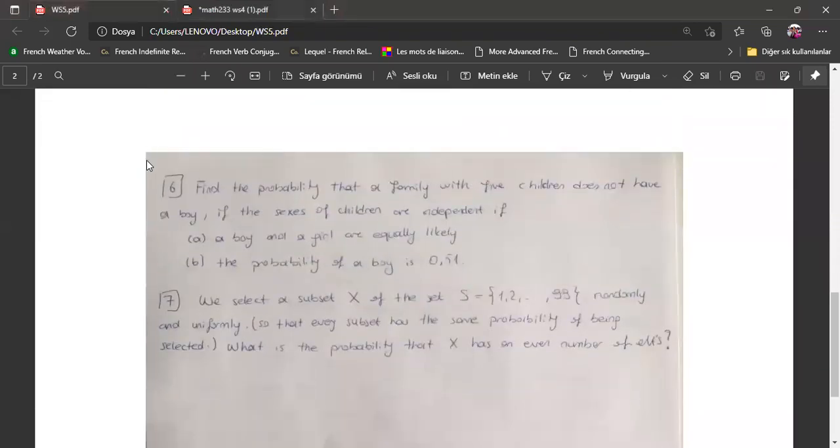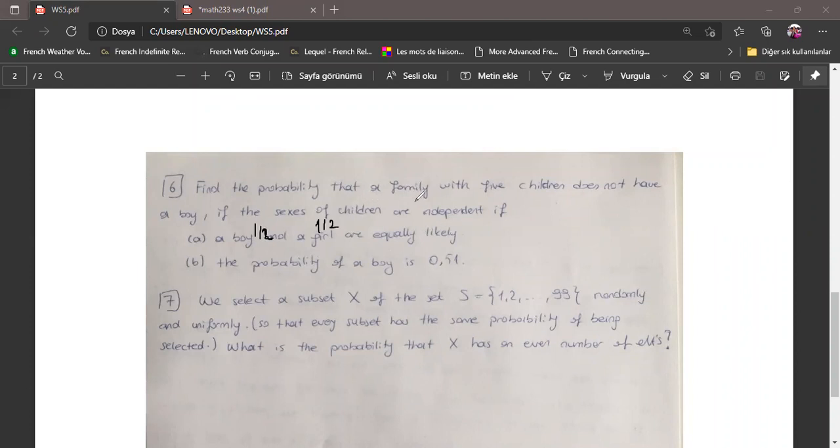Now 6, we will find the probability of a family with 5 children that does not have any boy. Here we will consider the sexes of children to be independent. And the first one says that a boy and a girl are equally likely. So we have 2 genders here, right? We can have either a boy or a girl. So the probability of having a boy is 1 over 2, and the probability of having a girl again is 1 over 2, as they are equally likely.